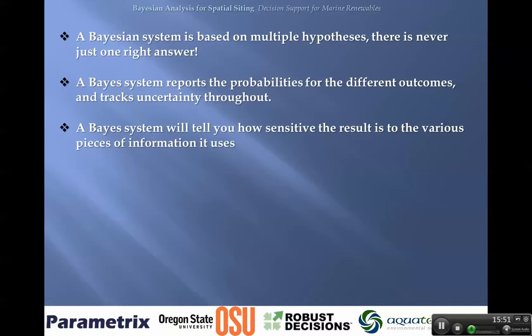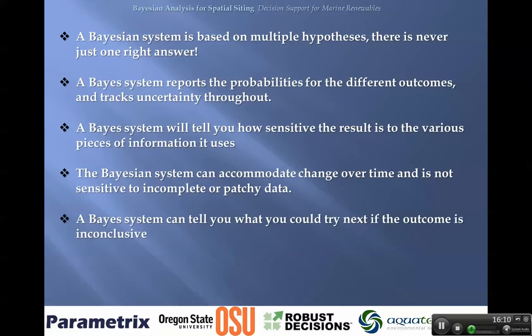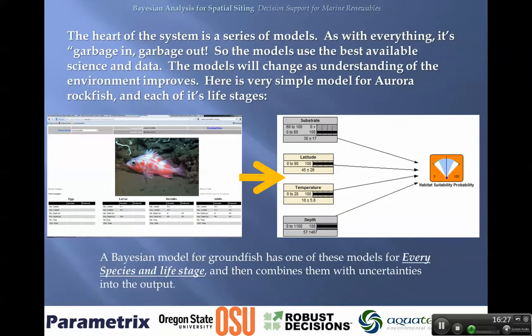So a Bayesian system will tell you how sensitive the results are to the various pieces of information that it uses. And you can accommodate change over time. And importantly, the Bayesian system is not that sensitive to incomplete or patchy data, which is a big deal for us most of the time. A Bayesian system can tell you what you could try next if the outcome is inconclusive. That's what BAS does. And the underlying data and models for a Bayesian system can be upgraded and revised anytime new information becomes available. That's not unique to Bayesian systems, of course. Any system can do that.